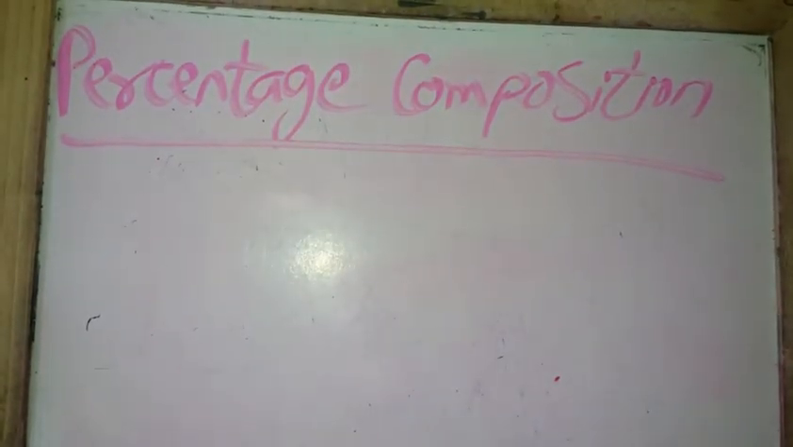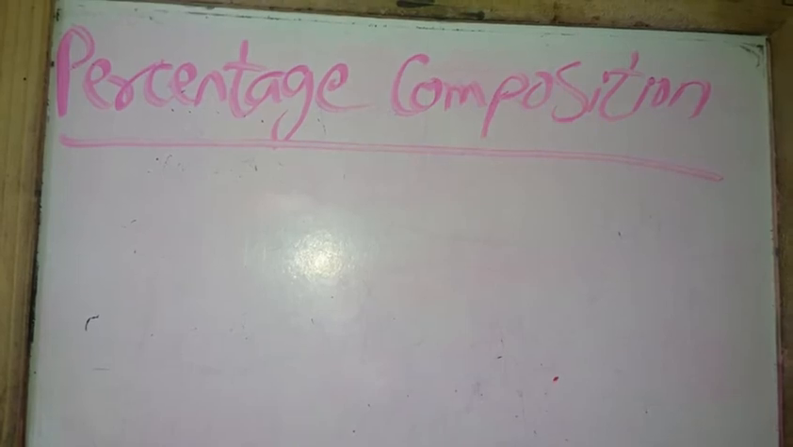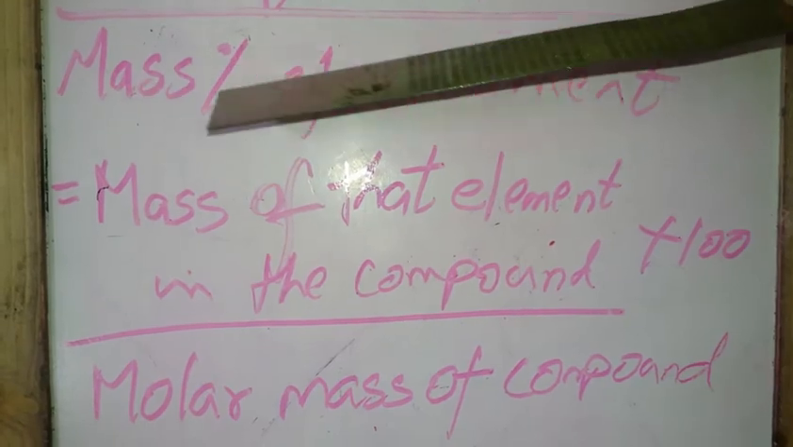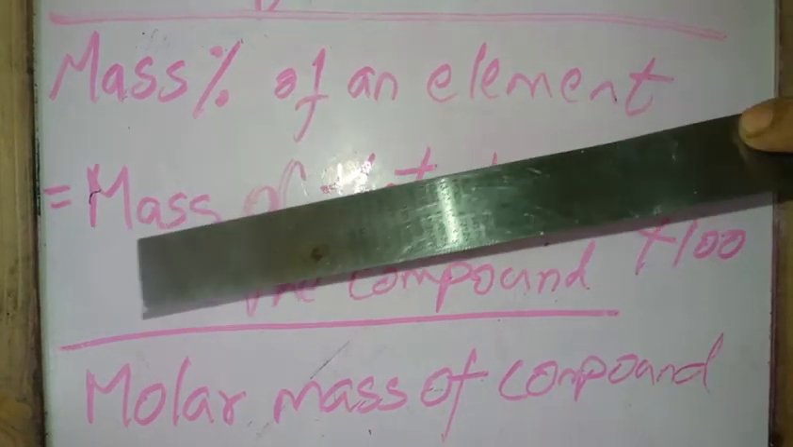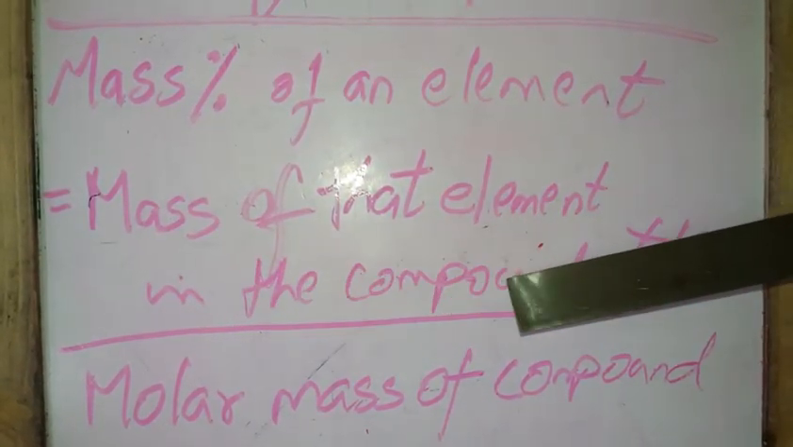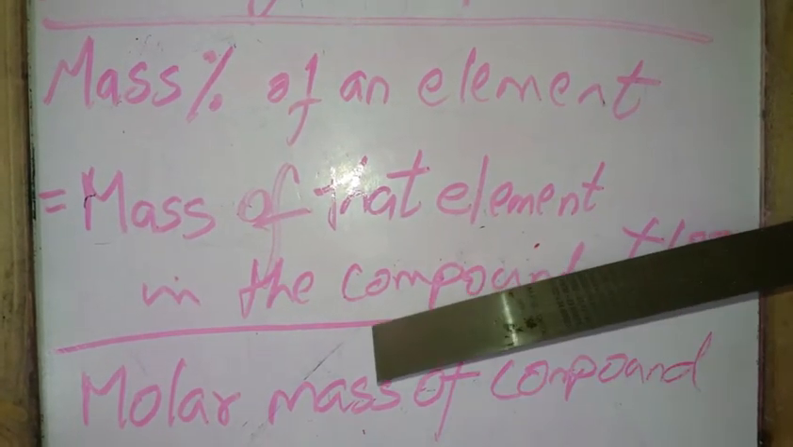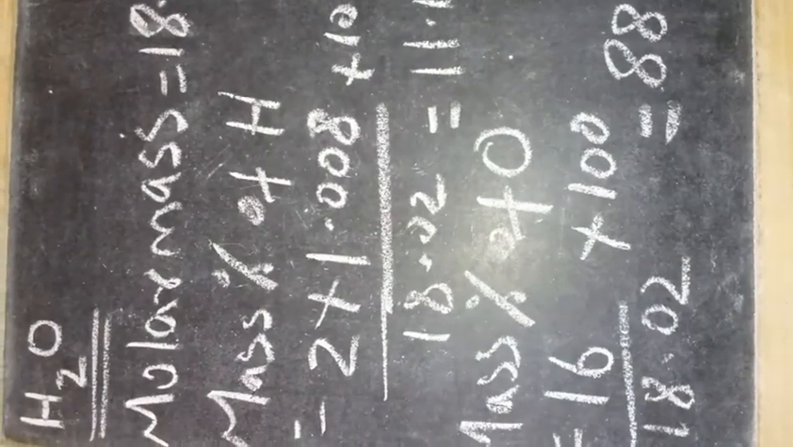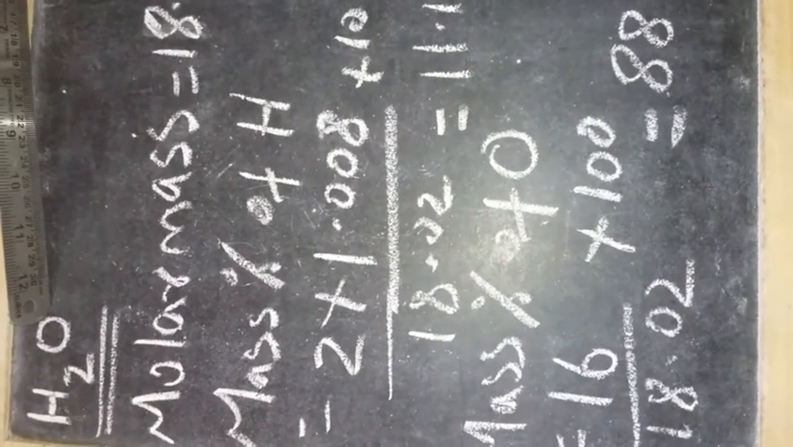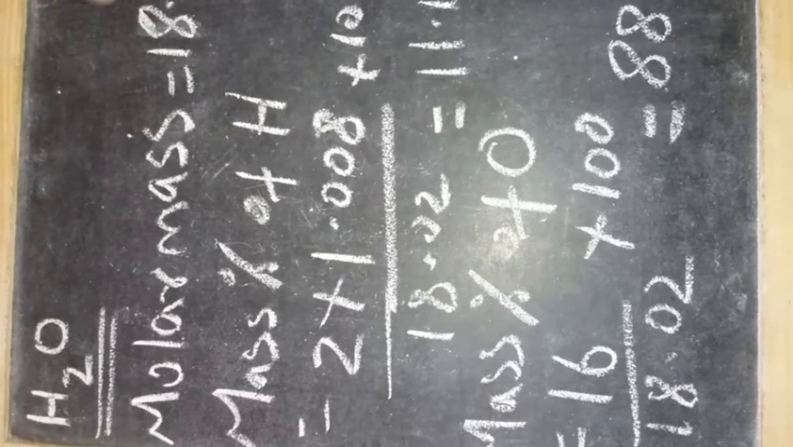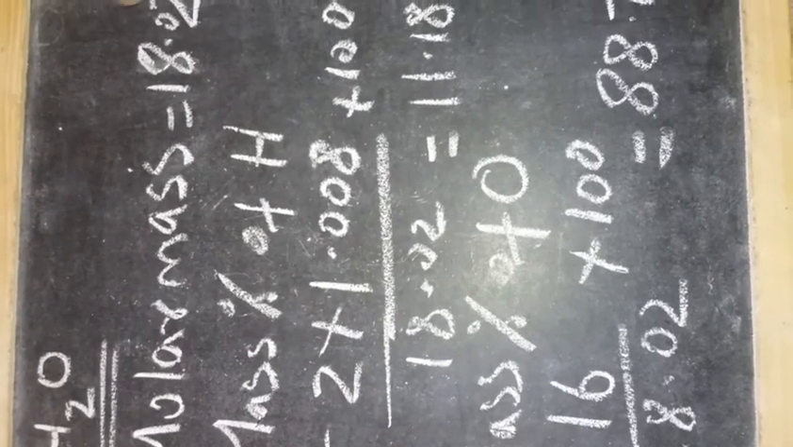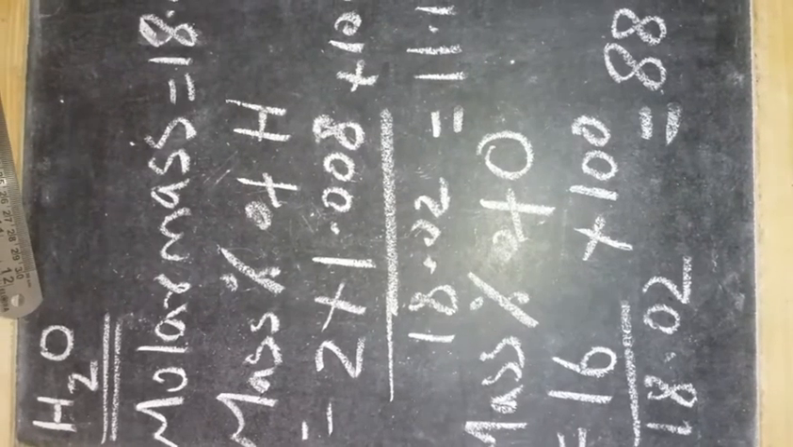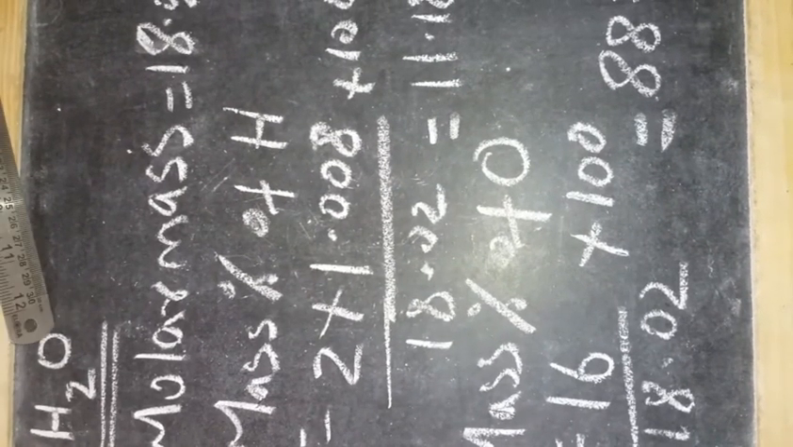Now, I am going to teach you something called percentage composition. The mass percentage of an element is equal to the mass of that element in the compound multiplied by 100, divided by the molar mass of the compound. Let me take the example of water. The molar mass of water is 18.02. There are two elements in water, hydrogen and oxygen. So let us calculate the mass percent of hydrogen and of oxygen.